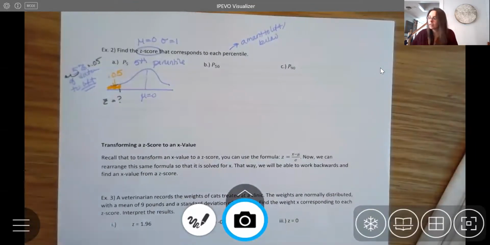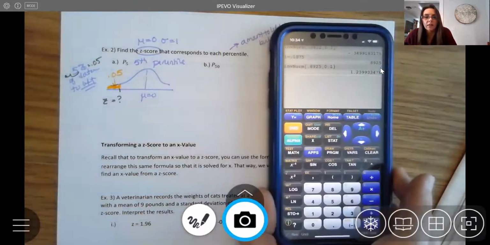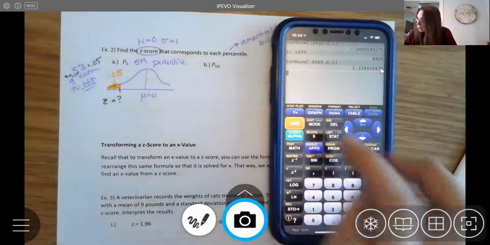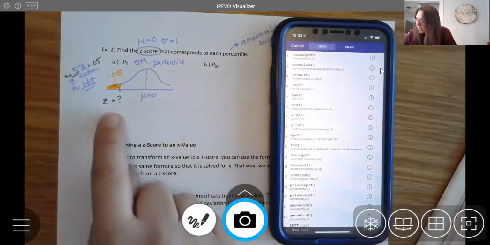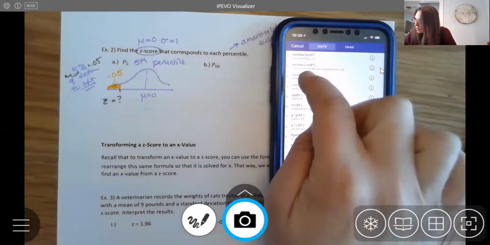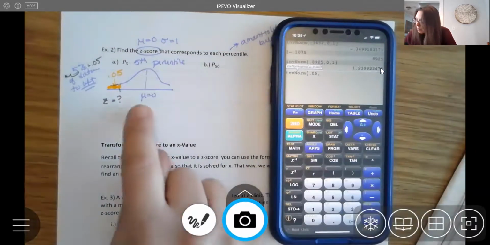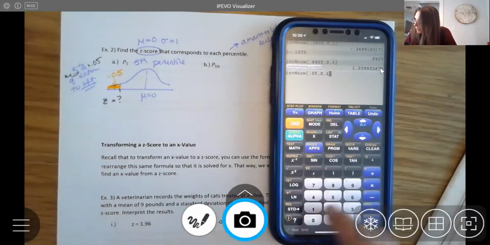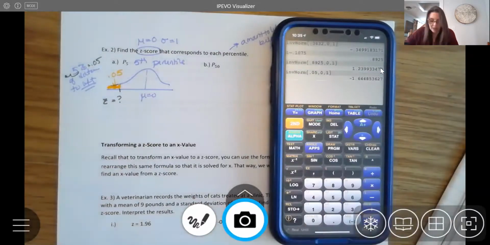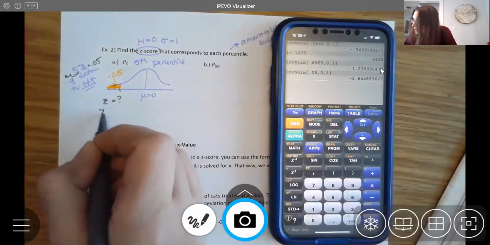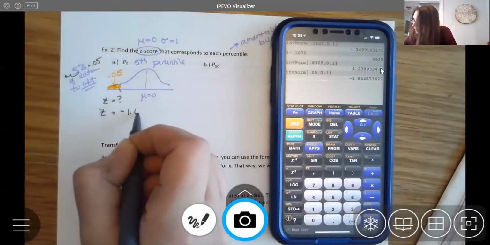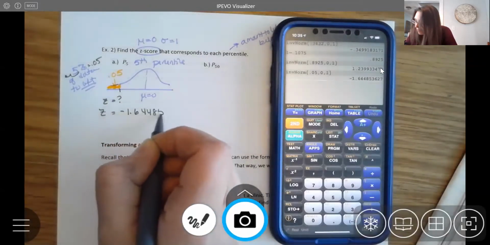All right, so I'm going to use technology here again to start. So I'm going to press second vars, and then I use inverse norm. The area to the left is going to be 0.05. My mean is 0 for z-scores, and my standard deviation is 1. And when I get that value, I get that z is about negative 1.64485.